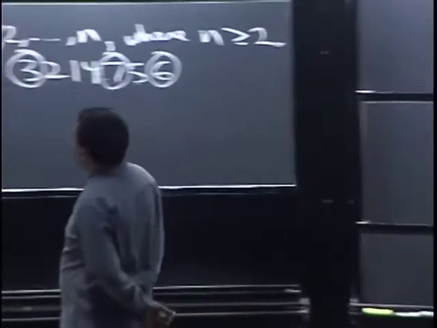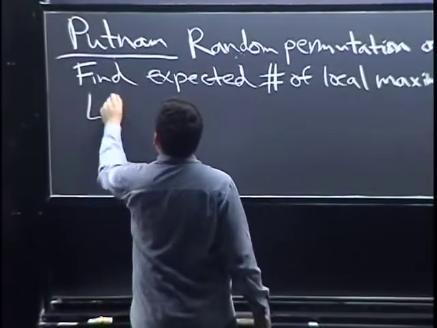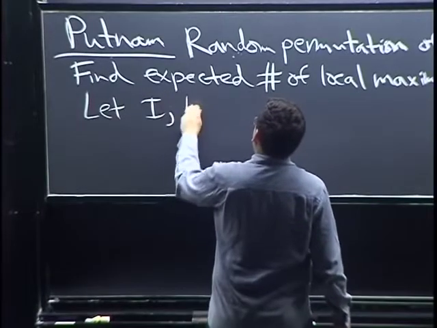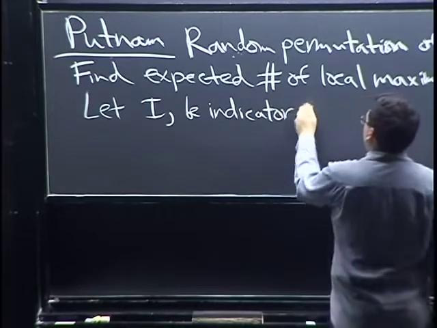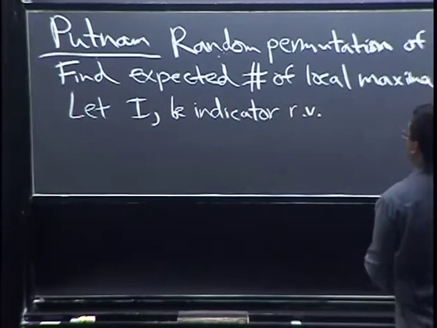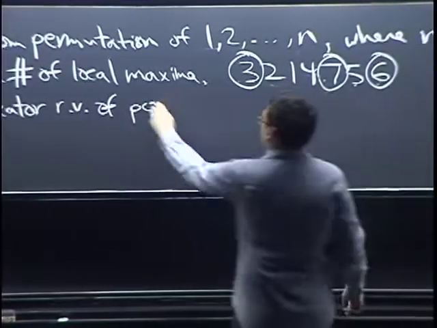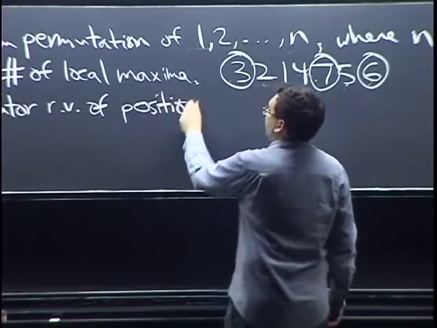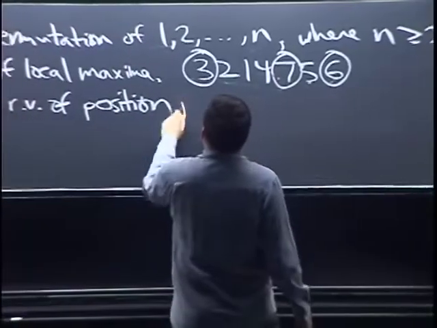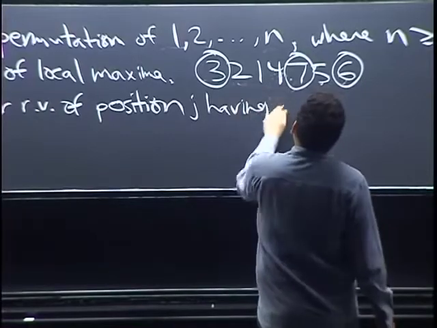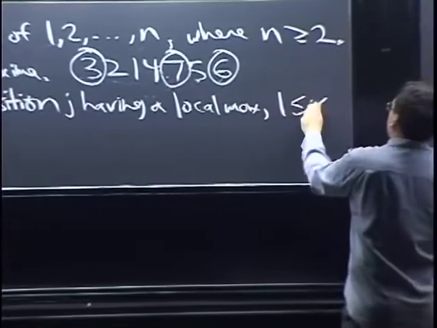Okay, so first of all, we need some indicator random variables. So let I_j be the indicator random variable for position j being a local maximum. That is, this is position 1, 2, 3, and so on. For position j, either it does or it does not have a local maximum at that position, right? So that's a natural indicator random variable to look at. And of course, j goes from 1 to n.